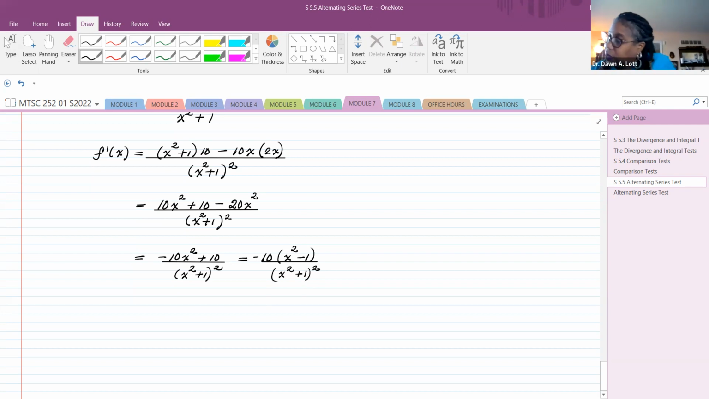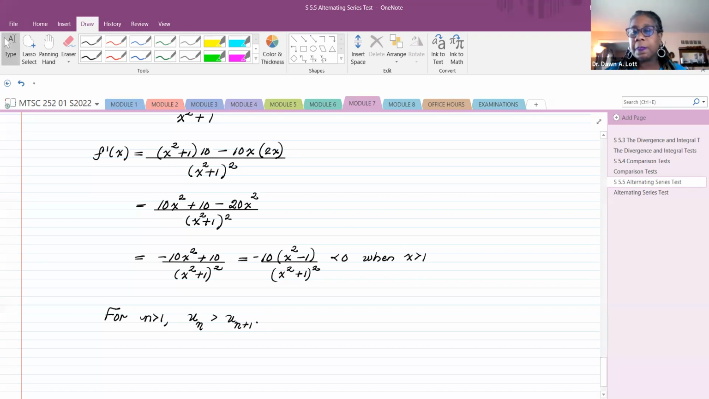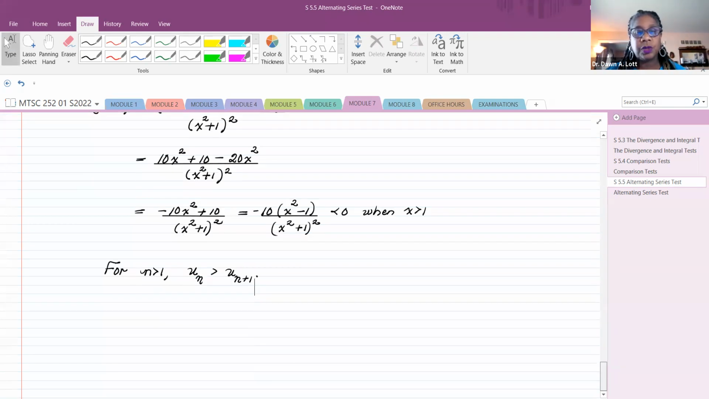And that is less than 0, provided x is bigger than 1. Okay, so for n bigger than 1, u_n is greater than u_(n+1). And that's what we needed. Okay, so yes, it's true.